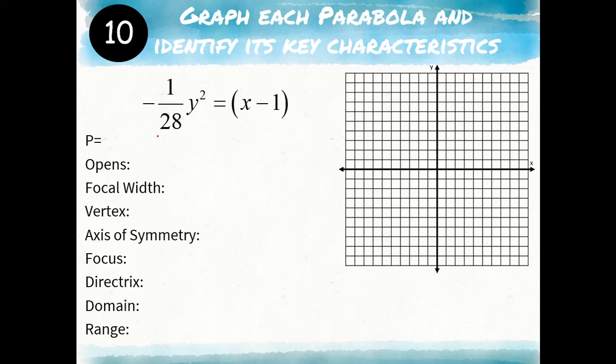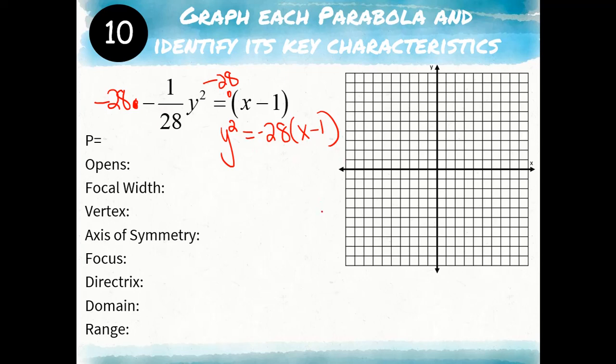Well, dividing, right? I would divide by negative 1 over 28. Well, I don't want to divide by a fraction. Let's multiply by the reciprocal. So I'm going to multiply by negative 28 on both sides. So my equation that I'm actually solving is the following. Y squared equals negative 28 parenthesis x minus 1.